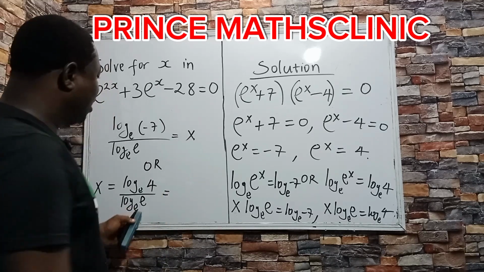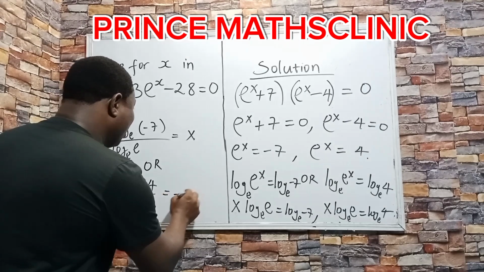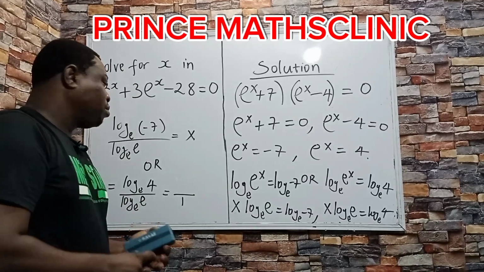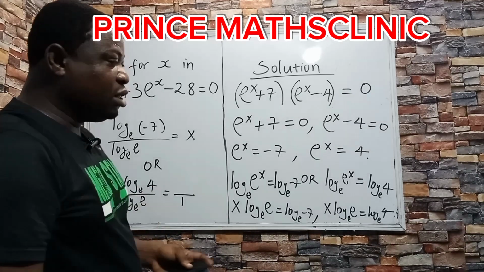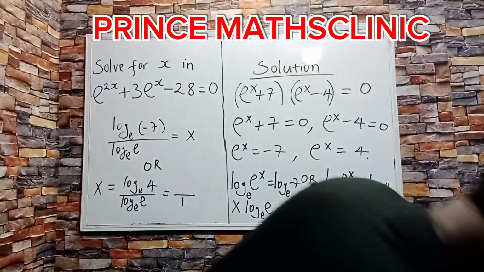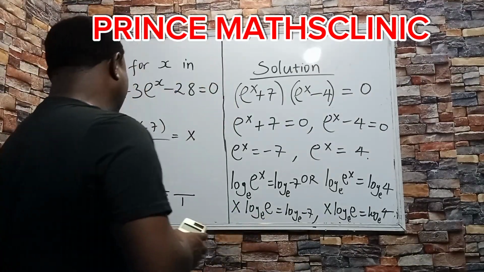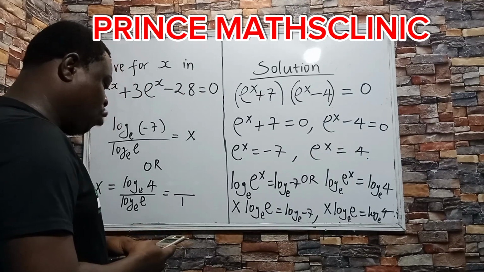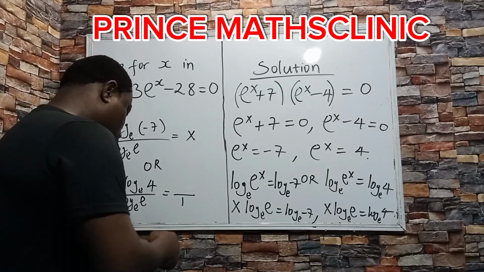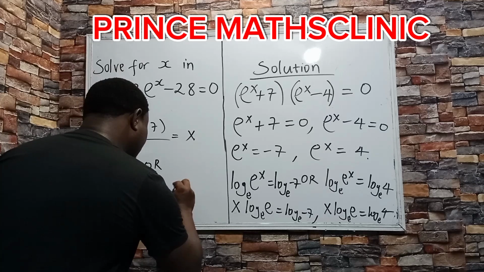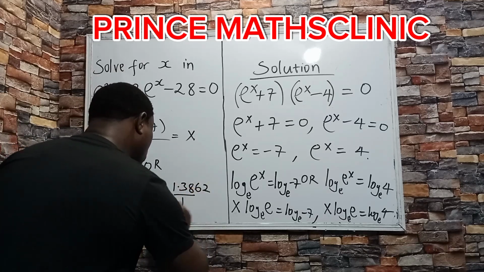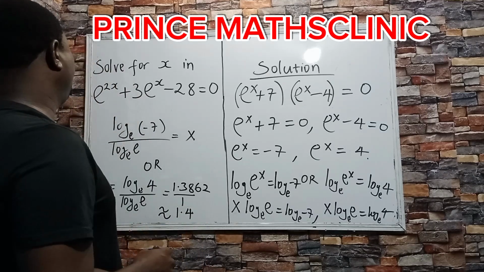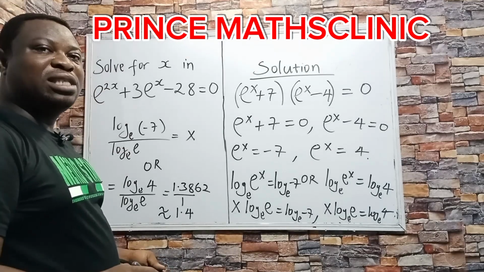We know that when a number and the base of a log are the same, it gives us 1. So my denominator gives us 1, then my numerator will give us a certain number. Checking the natural log of 4 using our calculator, we obtain 1.3862, which we can approximate to 1.4. So the value that fits in x is 1.4.